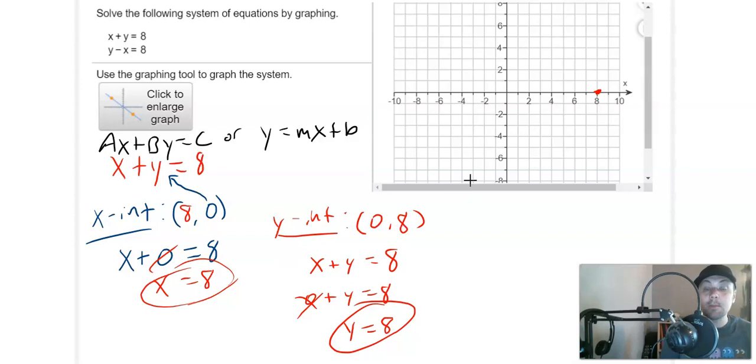And so you get 0 comma 8, which is a point on the y-axis. I was just barely able to fit it, but I kind of saw that was going to happen, and so I made sure to try to get all the 8s in the screen at the same time.